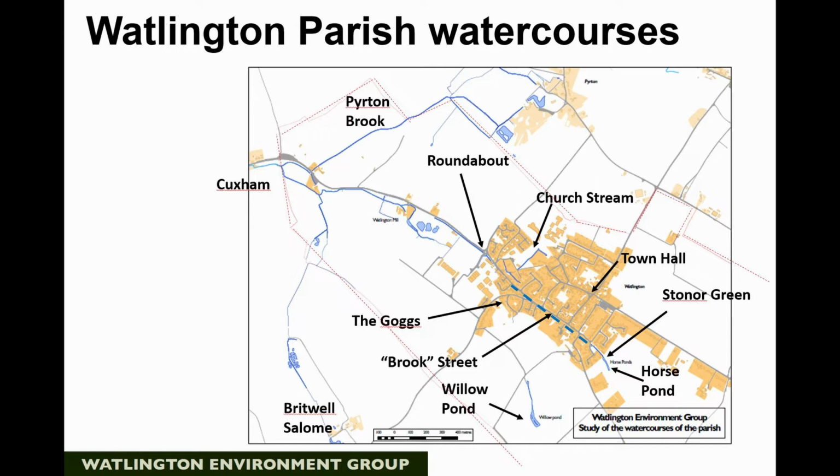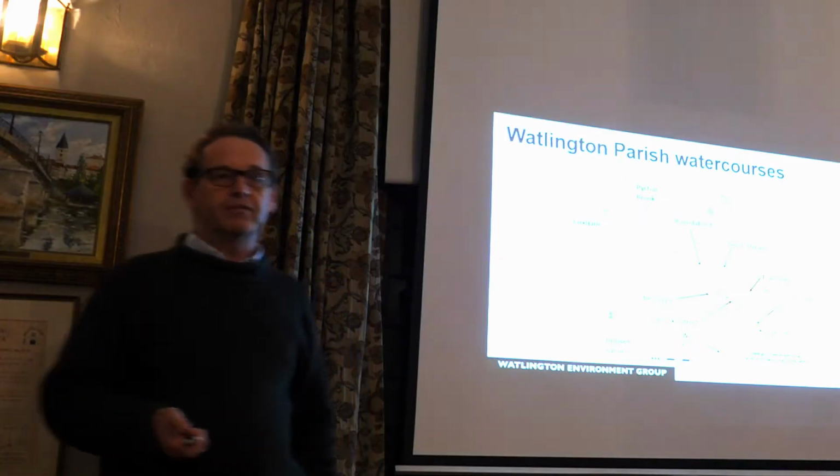So what have we got here in Watlington itself? It's worth just bearing in mind. So I mentioned the horse pond here, the source of the main brook. Now we don't see the brook, it's underneath Brook Street.